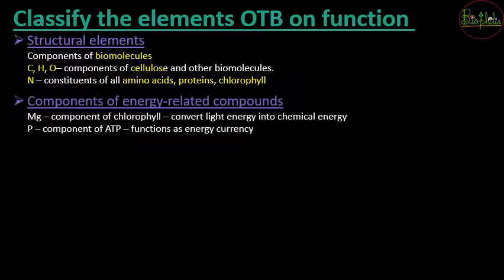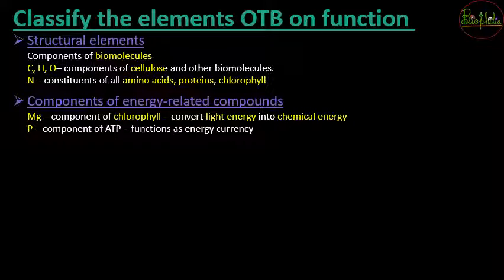Second comes components of energy related compounds. So for the plant body, to supply it energy you need some components or products, which are going to be supplied by elements like magnesium and phosphorus. So magnesium is going to be the component of chlorophyll. So if chlorophyll is there, then and only then the light energy is going to be converted into chemical energy. So in that case chlorophyll is important, and to make chlorophyll, magnesium is important. So that means it is an essential element.